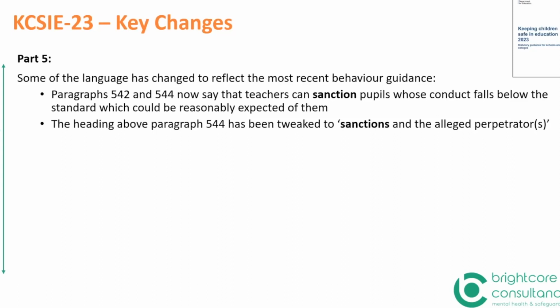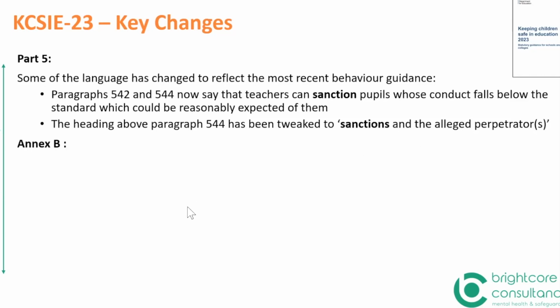Because if you have got a situation of child-on-child abuse, remember that even if you've got two victims, where one victim has harmed another, you might have a breach of your behaviour policies that means you need to possibly sanction. So they've just reminded everybody of that. It's a tiny tweak, but one just to be aware of.